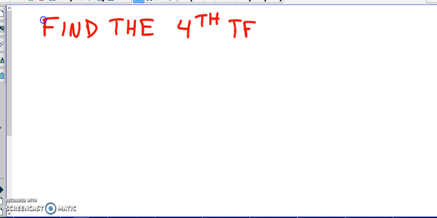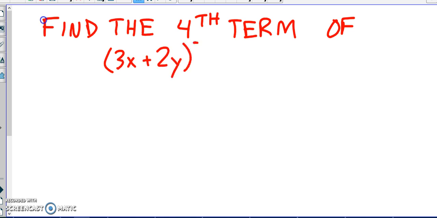The binomial theorem is also useful if you want to find a particular term of an expansion. For instance, find the fourth term of (3x + 2y) to the 7th power. Well, that'd be a shame if you had to FOIL all that out just to find one term. So having this binomial theorem is very useful.